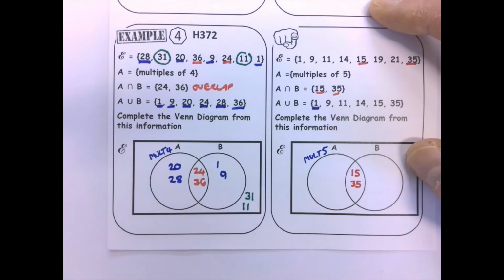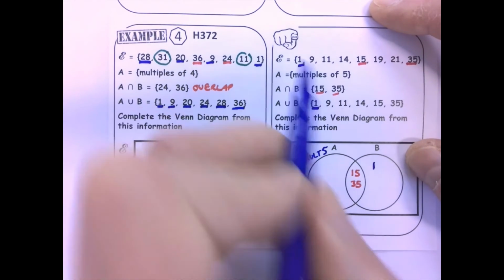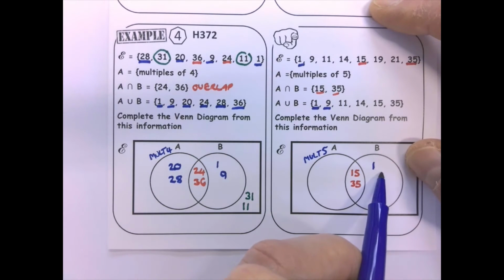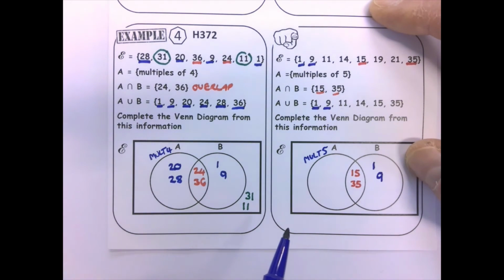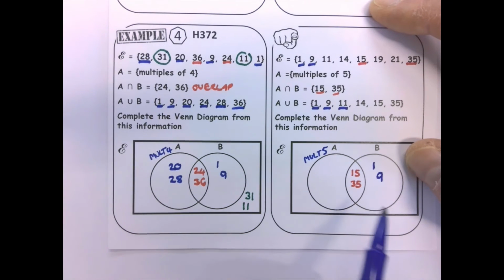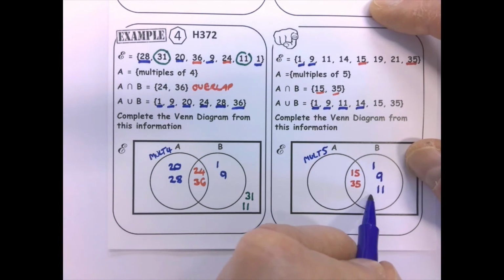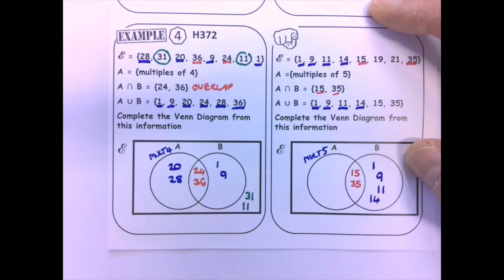So 1. Well, 1 is not a multiple of 5. It can't be in the middle, but it must be in A and B somewhere, so it must live out there somewhere. So we just need to cross him off up there. 9 is not a multiple of 5. Must be in the problem somewhere, so we'll put him there, cross him off. 11 is not a multiple of 5, is not in the middle, so he must be there. 14, not a multiple of 5, not in the middle, so 14 must go there. Sorry, I've been a bit slack. I've not been crossing them off up here as I've been going.